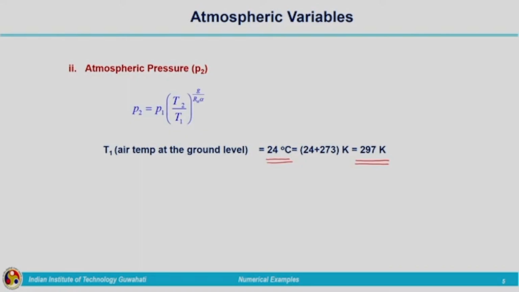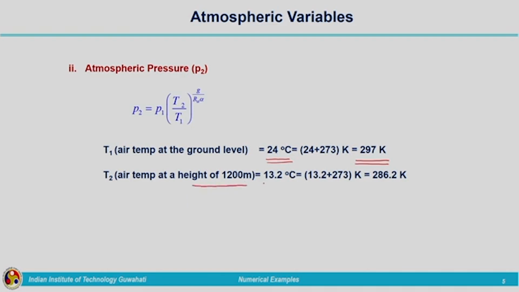Now, coming to T2, the air temperature at a height of 1200 meters, that we have already calculated by using the lapse rate equation. It is 13.2 degrees Celsius, equivalent to 286.2 Kelvin. And we are going to substitute in this particular equation. After substituting that, we will get the value corresponding to atmospheric pressure at section 2, or at an elevation of 1200 meters.